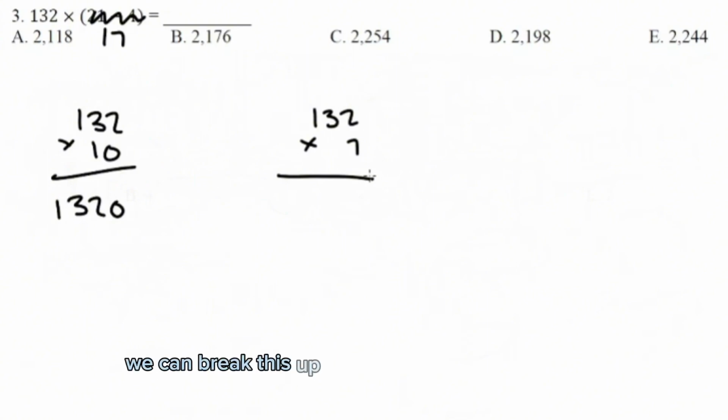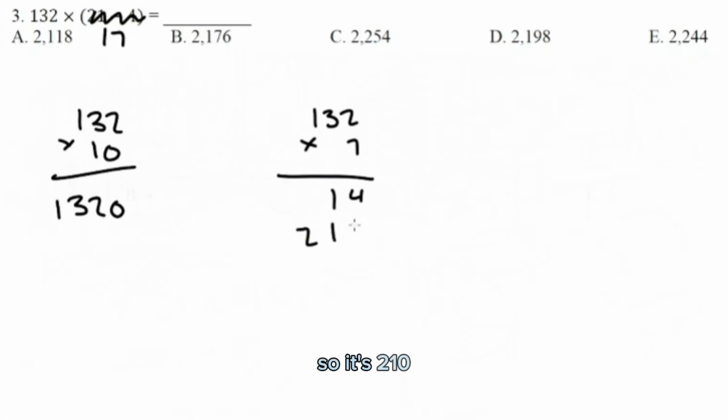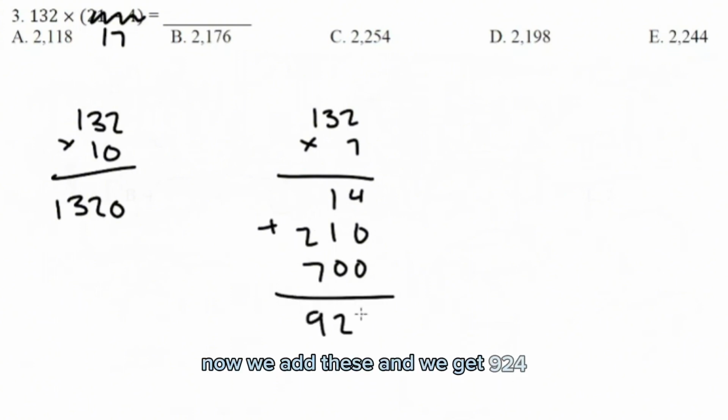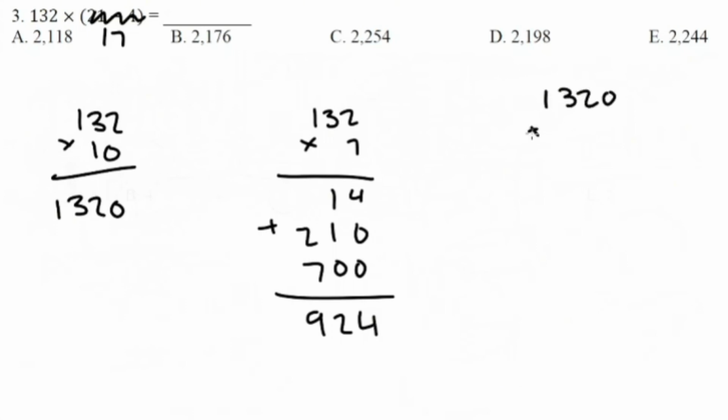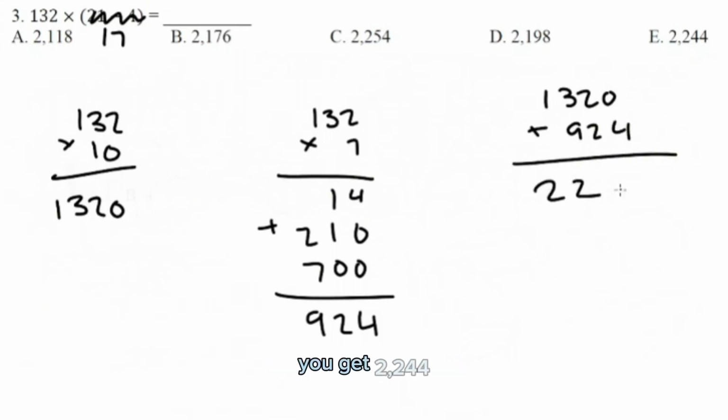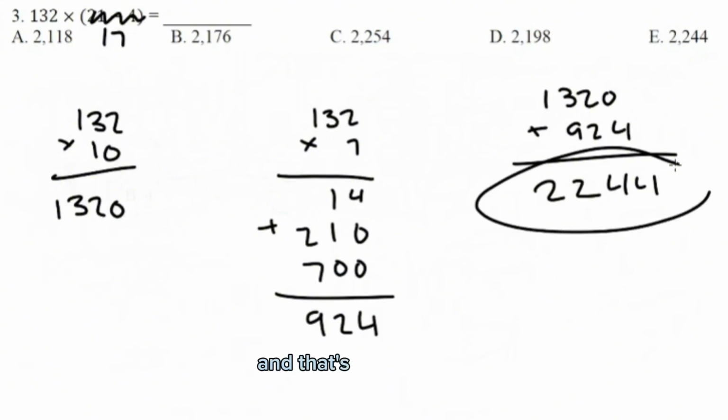Next, 132 times 7. We can break this up individually into each number multiplied by 7. So 2 times 7, that is 14. 3 times 7, that is 21, but it's 30 times 7, so it's 210. And then 100 times 7, that is 700. Now we add these and we get 924. Next, we need to add 1,320 and 924. So when you do that, you get 2,244, and that's your answer.